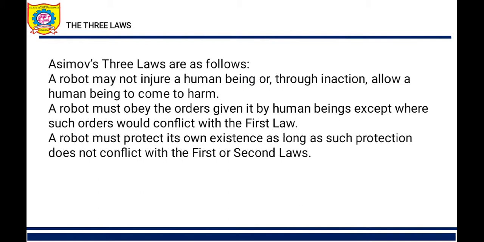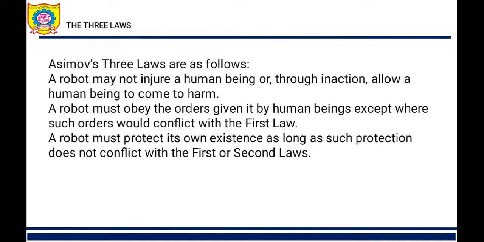Thirdly, a robot must protect its own existence as long as protection does not conflict with the first and second laws. So it should also protect its own existence. So what are the three laws? First one, it should not harm any human being directly or indirectly. Second one is it should obey the orders of all human beings such that the first law is not harmed.